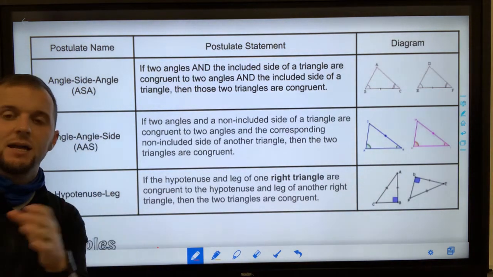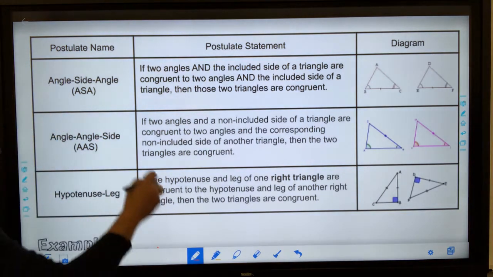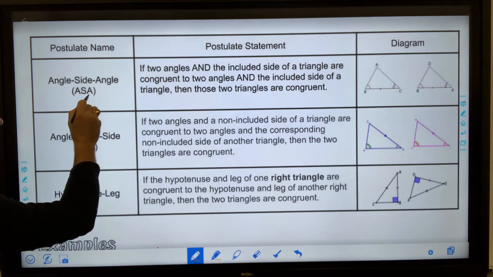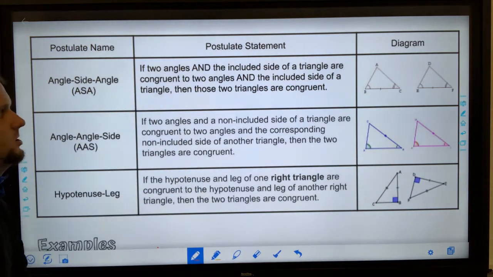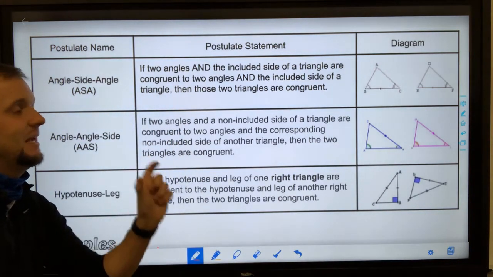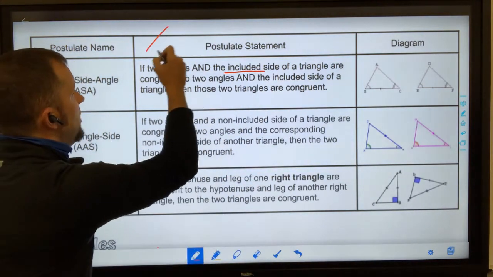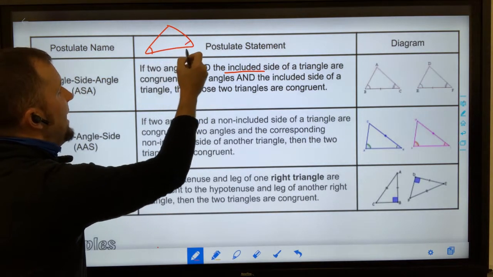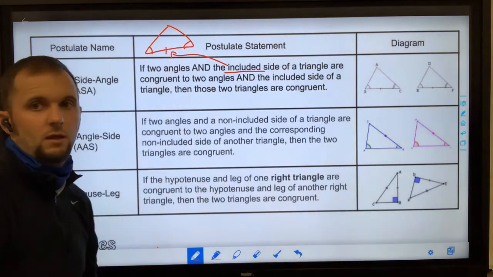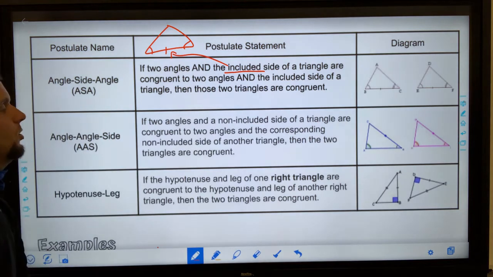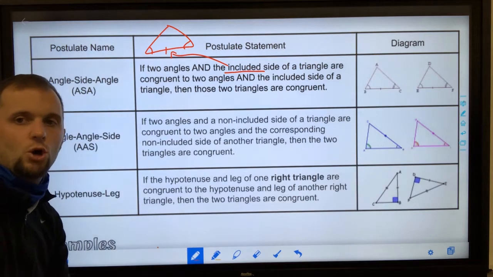Just like side, angle, side, the order does matter. We have to make sure that the angle, the side in between it, and the angle on the other side of it are congruent. Here's your definition. If two angles and the included side, and remember, included means in between, so if I have a triangle, an angle and an angle, the side in between those two angles is what included means, are congruent to two angles and the included side of another triangle, then those two triangles are congruent to each other.